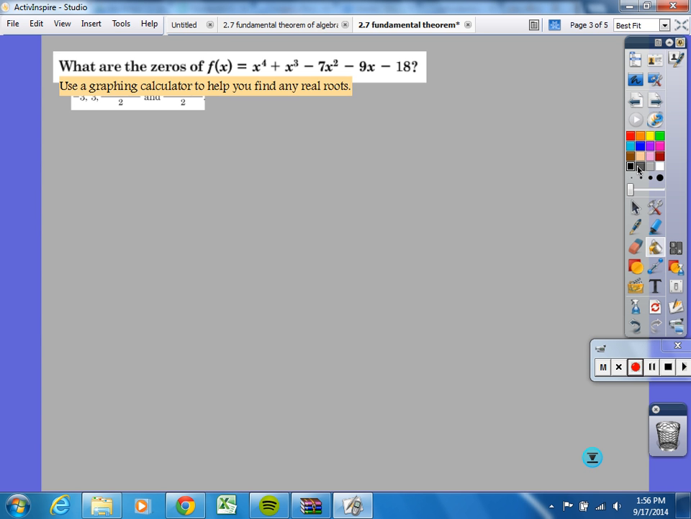Okay, here we go. So let's do everything once again. This time use a graphing calculator to help us find some roots. So right now, beforehand, I kind of just hold off.